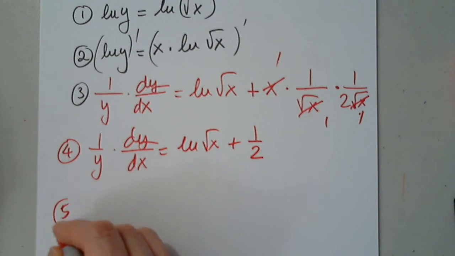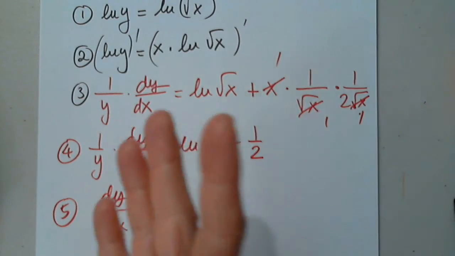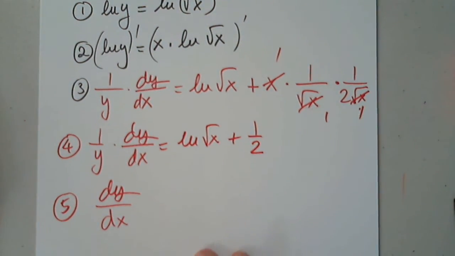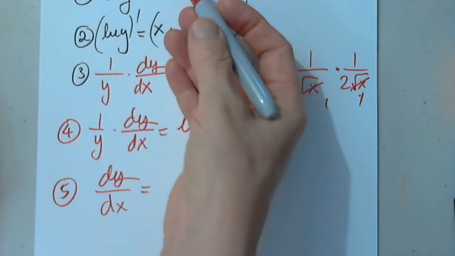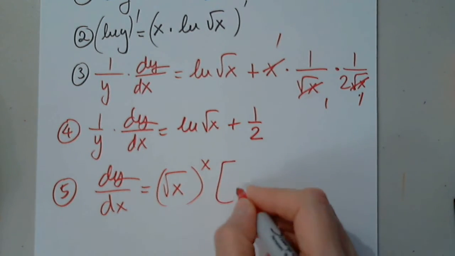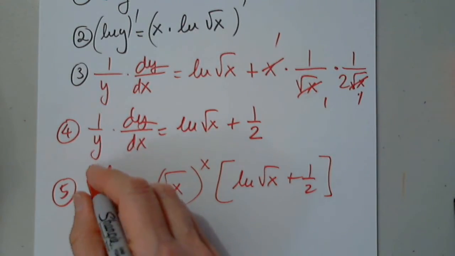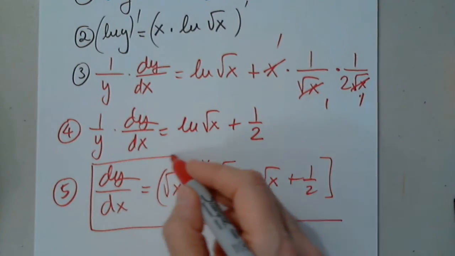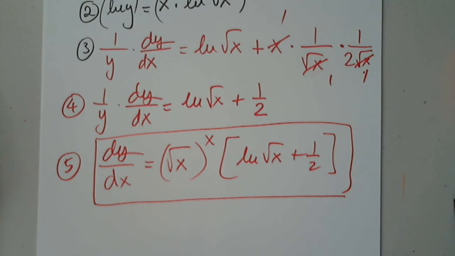Final step. I just want dy over dx. How do I get dy over dx from this equation? What do I need to do to both sides? Multiply by y. And here's my y. That's it. No one can or should even try to do anything else.